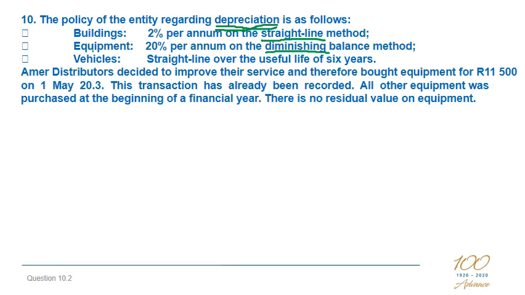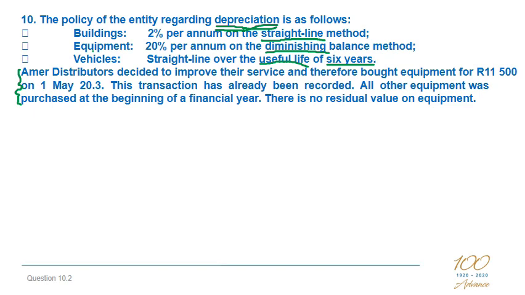For vehicles, I again have the straight line over the useful life of 6 years. So now you can either determine a percentage using the 6 years, so say 100 divided by 6 to get to a percentage, or the formula for straight line can now change to cost minus residual divided by useful life years. In the additional information, just before we do the calculations, they tell me Amer Distributors decided to improve their services and bought equipment for 11,500 on the 1st of May.